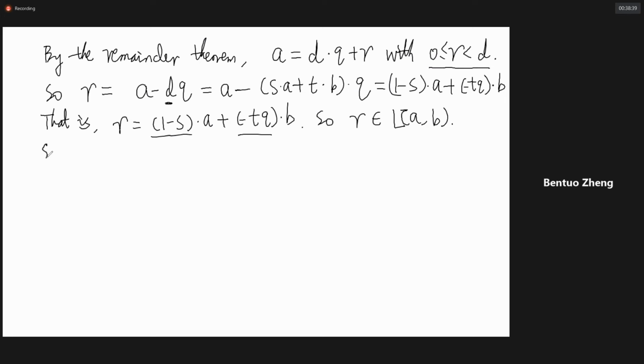Hence, since D is the minimum of L plus of A, B, then this R has to be 0, because R cannot be positive. If R is positive, then R itself belongs to L plus, and R is smaller than D. This contradicts the minimality of D. So R is 0.